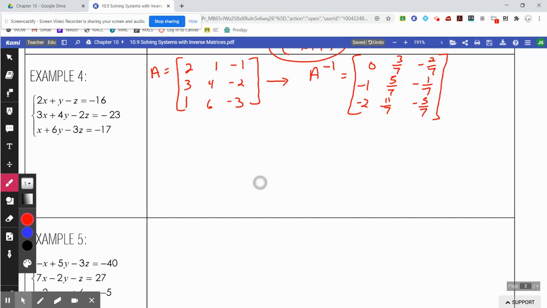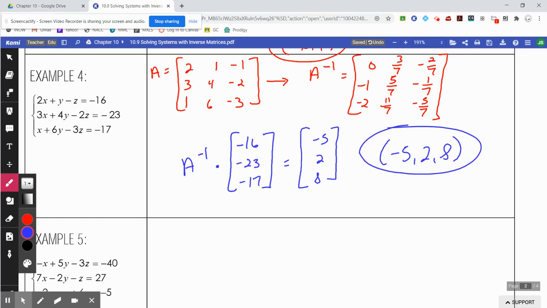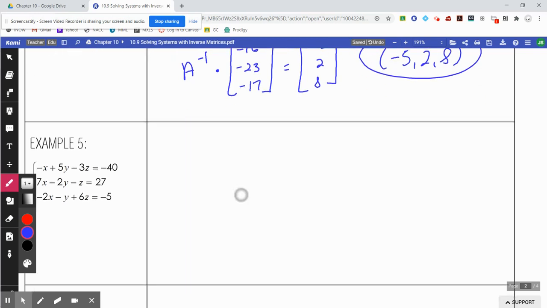Now, all you have to do to find your final answer is take that inverse matrix. I'm just going to put it as A inverse instead of having to rewrite it again. And you multiply it by your constant matrix, negative 16, negative 23, negative 17. And when you do, you get for a final answer negative 5, 2, and 8. And that will be your solution. Ordered triple, negative 5, 2, 8. There's the point where these three planes intersect.